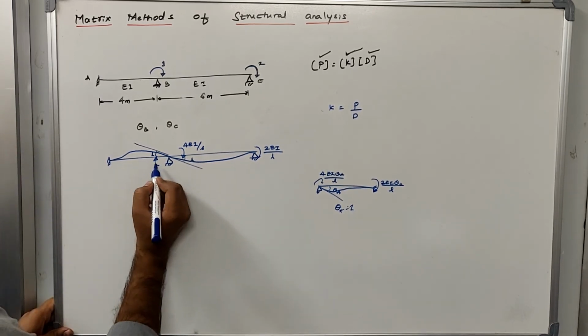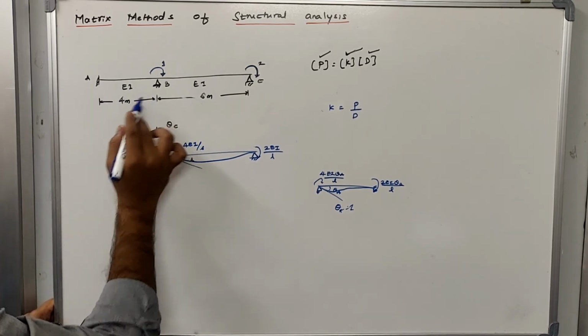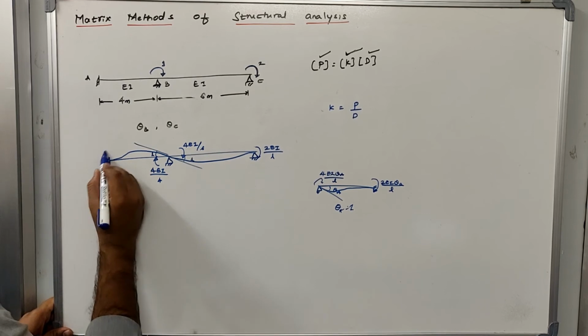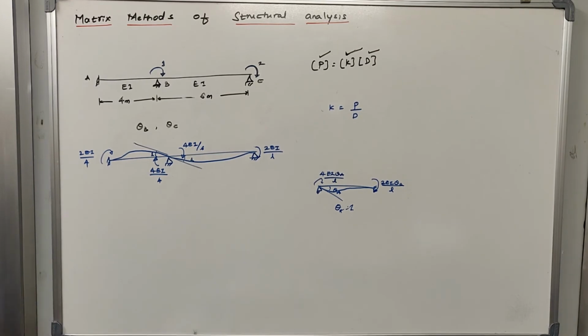Now over here it will be 4 EI divided by, what is the length of the member AB? It is 4. Now how much will be the force on this side? It will be 2 EI divided by 4. Okay, I hope this is very much clear.